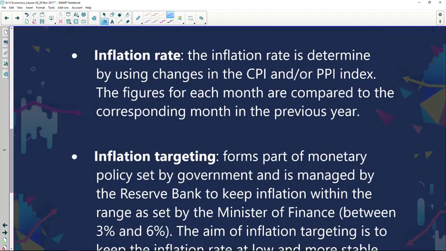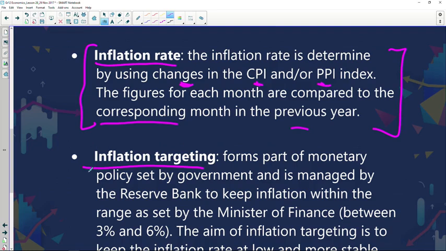Then we have the inflation rate. We often hear people talking about the inflation rate. The inflation rate is there to determine the changes in the CPI or the PPI. So the figures for each month are compared to the corresponding month in the previous year in order to determine what the current inflation rate is. So there is a comparison that gets done when we are looking at what the inflation rate is.